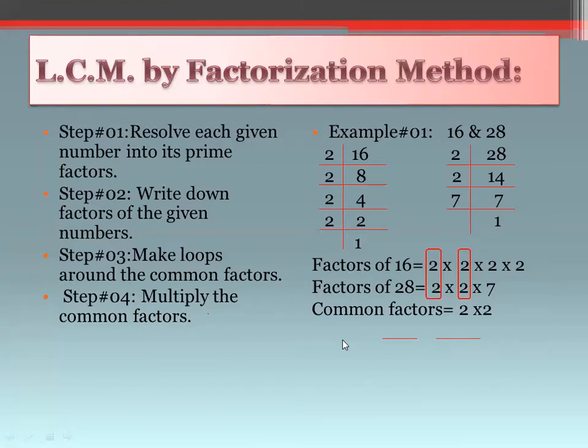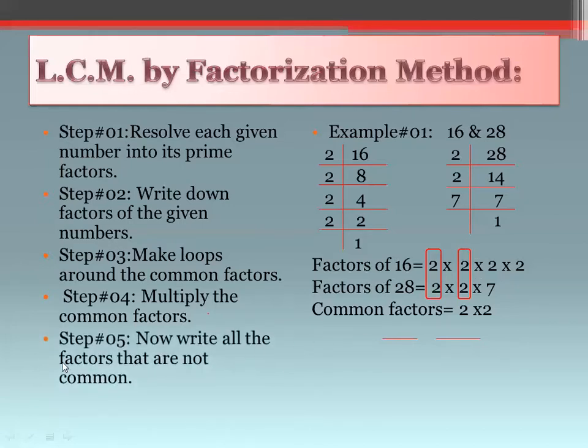So my dear students, what will be the answer here? Multiply. Then in step number 5, now write all the factors that are not common. So what are the uncommon factors here? 2, 2 and 7. You have to write down these factors as well. In LCM you have to consider these uncommon factors as well. So 2 multiplied by 2 will become 4, and then you will multiply the remaining uncommon factors, that are 2 multiplied by the next 2 and multiplied by 7.